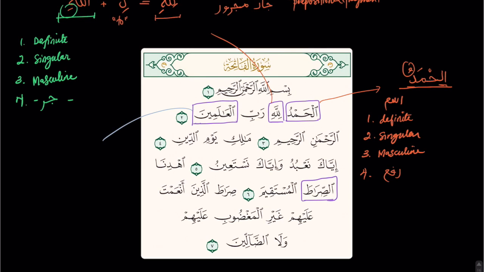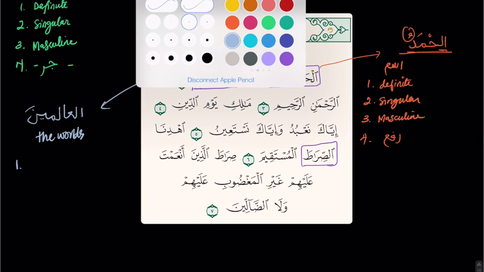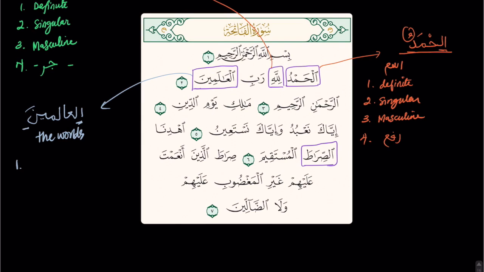Okay, let's look at the word al-alamin. Al-alamina. The translation of this, it means the worlds. So all praises to Allah, Lord of the worlds. We can tell, is it definite or indefinite? Immediately we see there is al and there's no tanween, so it is a definite ism.